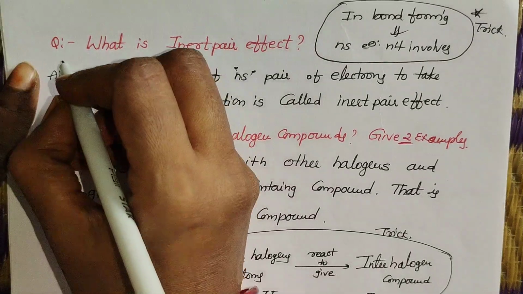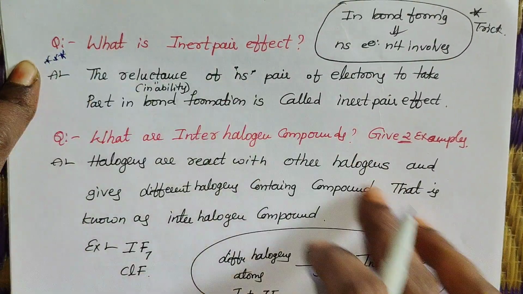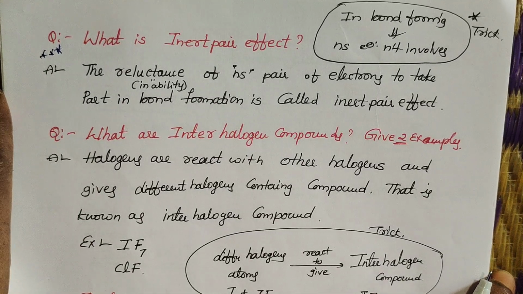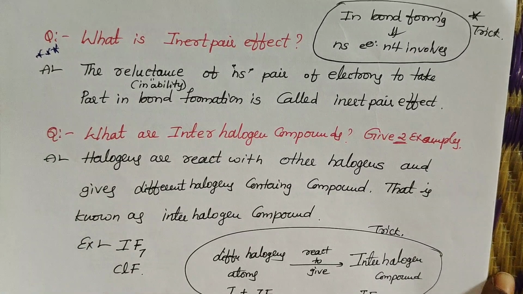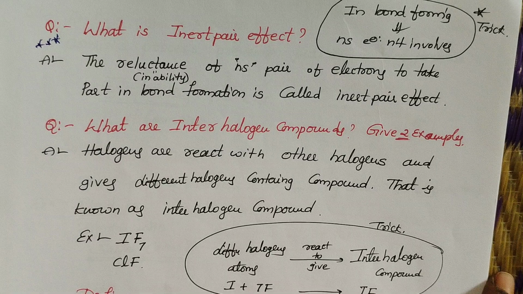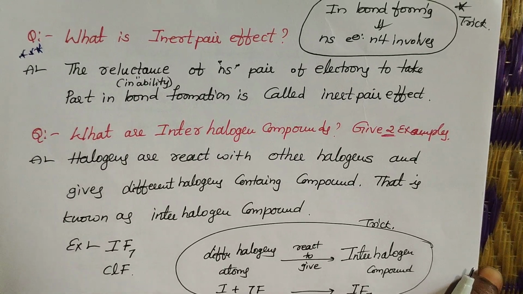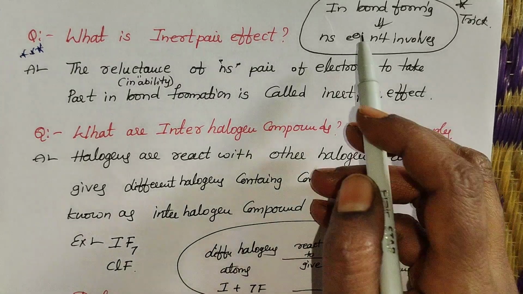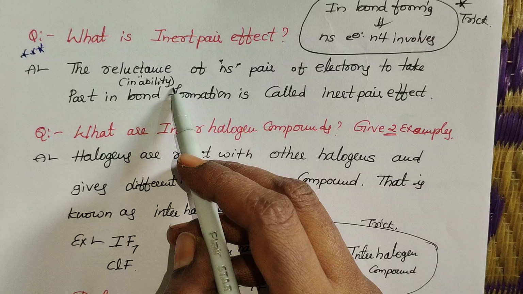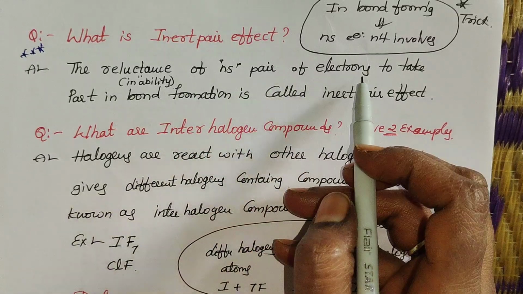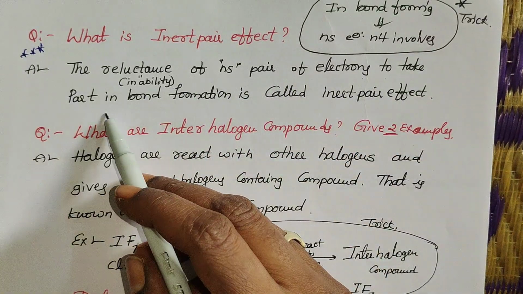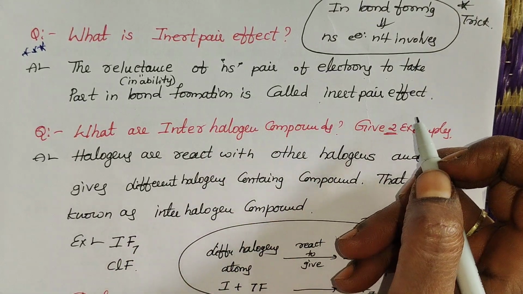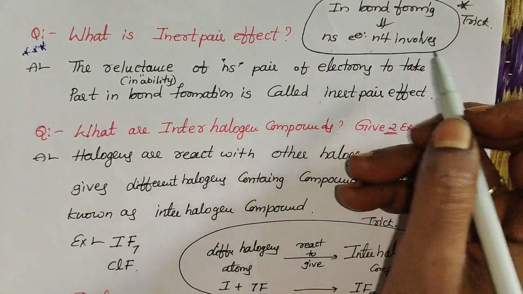Next, one more important question. What is an inert pair effect? Most of the students have doubt about this inert pair effect and interhalogen compounds. That is why I wrote both at a time. Listen properly and check this question. What is inert pair effect? Especially the reluctance of ns pair electrons to take part in bond formation is called inert pair effect. Simple beta, in bond forming ns electrons are not involved.